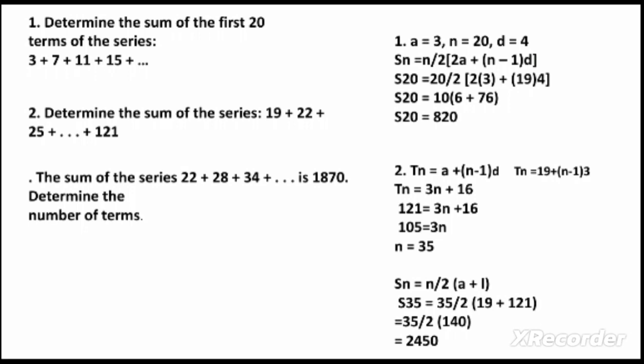So the sum of the series, let's look at this one. The sum of the series 22 plus 28 plus 34, and so on, is 1870. So now they've given you the sum.